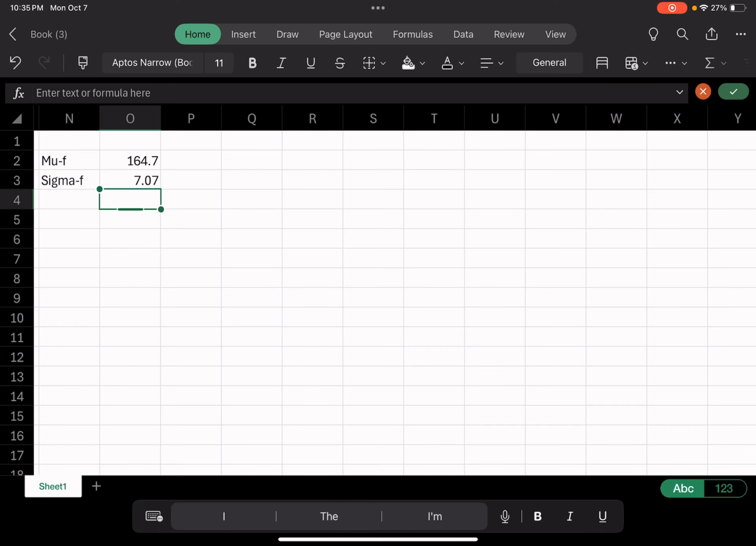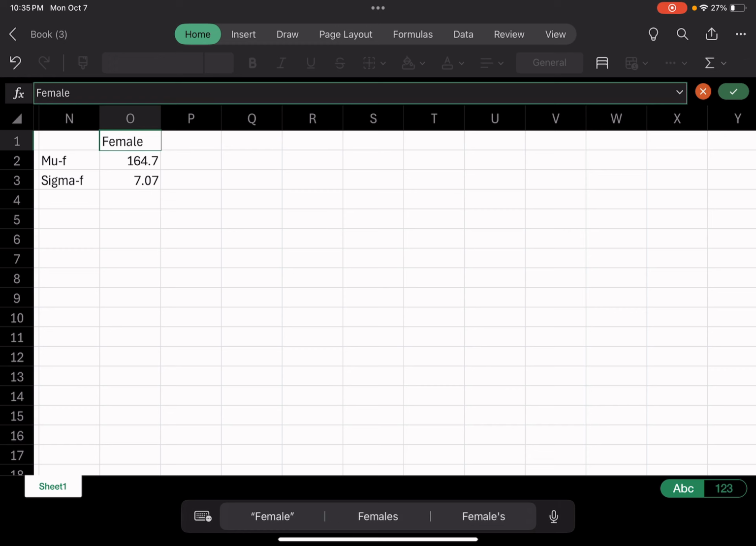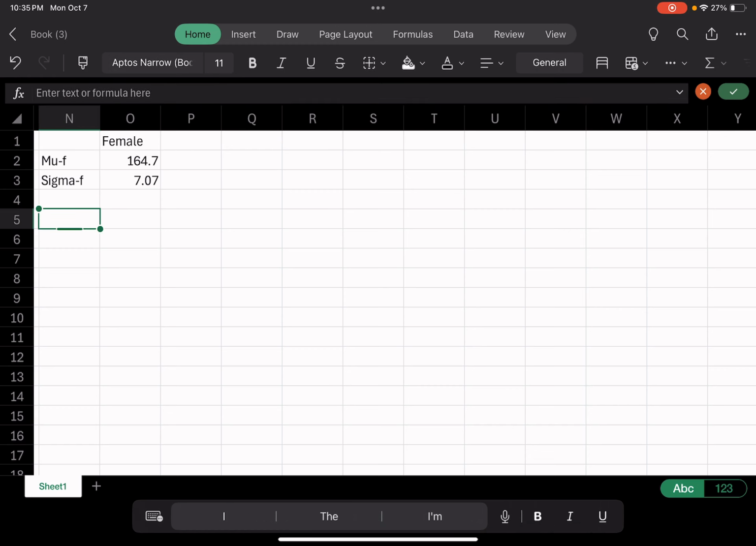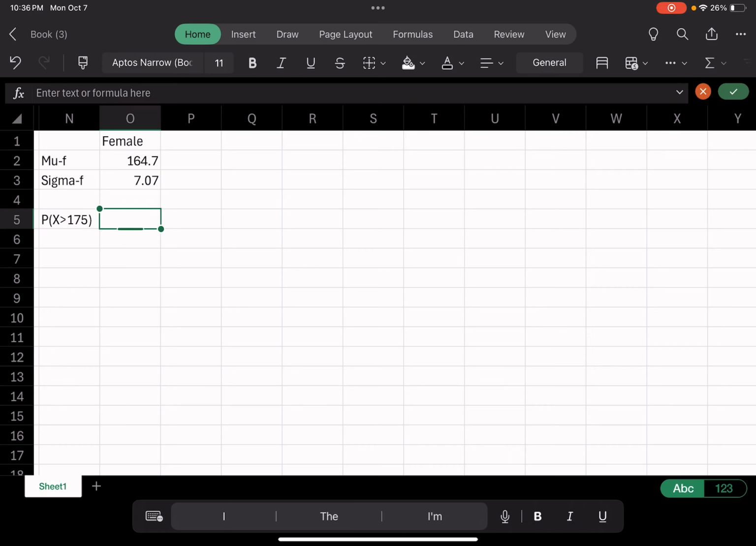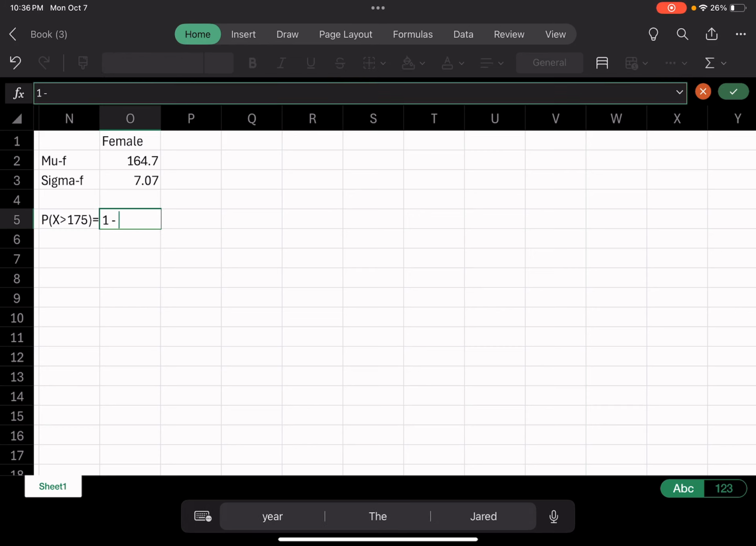Let me hop over to Excel. Here's a blank sheet I filled in. I filled in the mean and standard deviation for the female data. Now I want to find the probability of X being greater than 175, and I reasoned that that was the same thing as 1 minus the probability of X being less than or equal to 175, which is what Excel is able to give me.